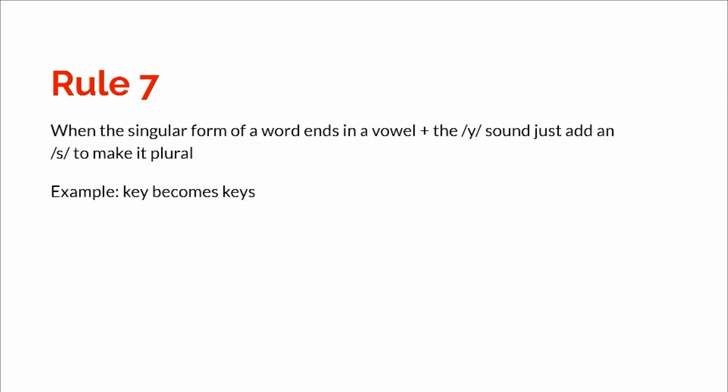Rule 7. When the singular form of a word ends in a vowel plus the Y sound, just add an S to make it plural. For example, the word key becomes keys.